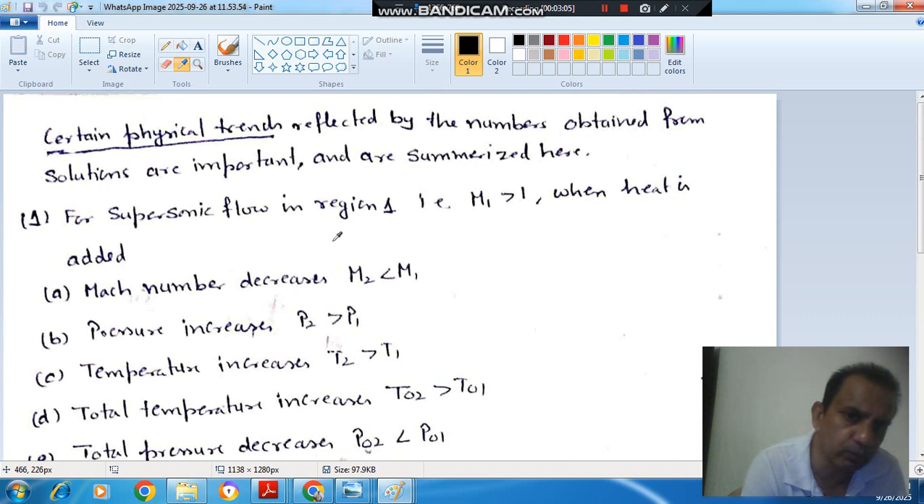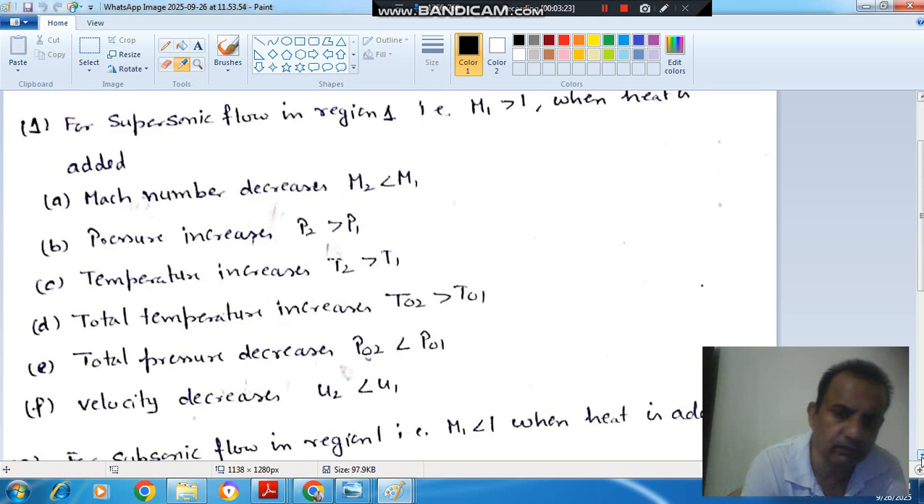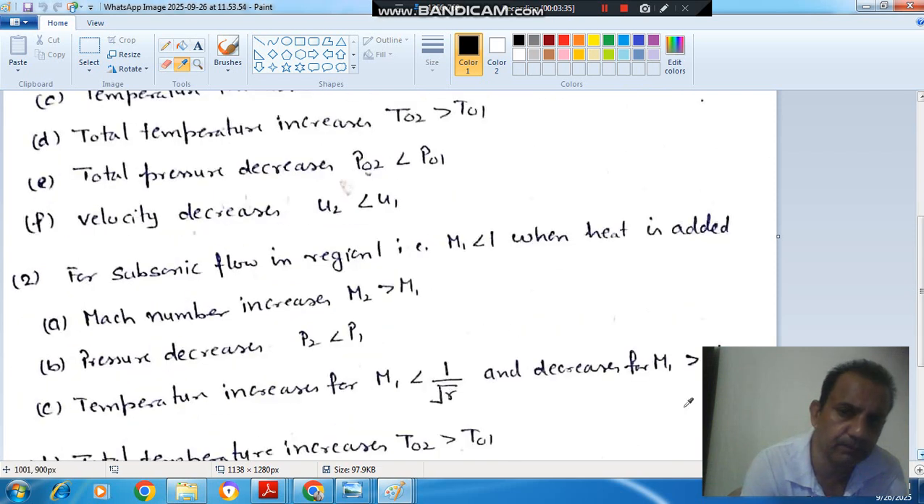So for supersonic flow in region 1, that is Mach number more than 1, when heat is added: first, Mach number decreases, M2 is less than M1; pressure increases, P2 is greater than P1; temperature increases, T2 is greater than T1; total temperature increases, T02 is greater than T01; total pressure decreases, P02 is less than P01; and velocity decreases, U2 is less than U1. Now we will consider subsonic flow. It means initial Mach number M1 is less than 1 and heat is added.